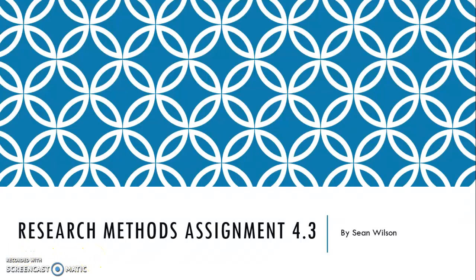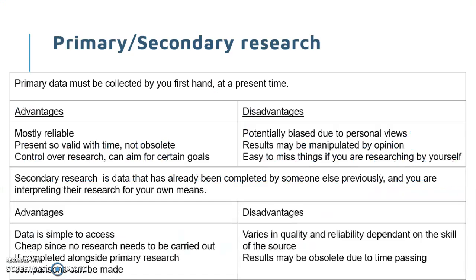Alright, so this is assignment 4.3 of research methods, which includes types, techniques, and classifications of data. So first, we have primary and secondary research, and we'll start off with primary data and the advantages and disadvantages of it. So primary data is data that must be collected by you firsthand at a present time, so it can't have been handed down to you by someone else.